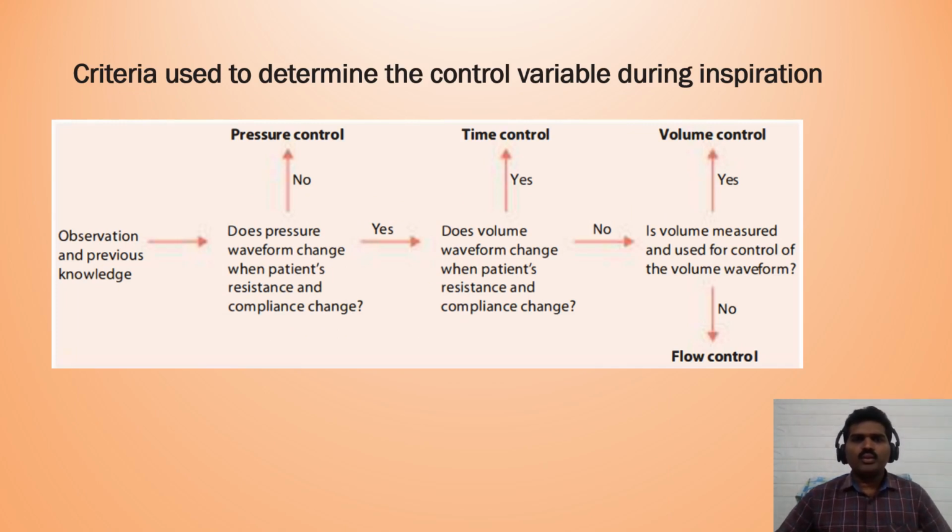So what are the criteria that are used to determine the control variable during inspiration? By previous observation and knowledge, check whether the pressure waveform changes when the patient's resistance and compliance change. If it doesn't change, go for pressure control. If it changes, you can choose one of time control or volume control. Look whether the volume waveform changes when the patient's resistance and compliance change. If the volume waveform doesn't change, you can go for time control ventilation. With pressure waveform changes, the volume waveform doesn't change.